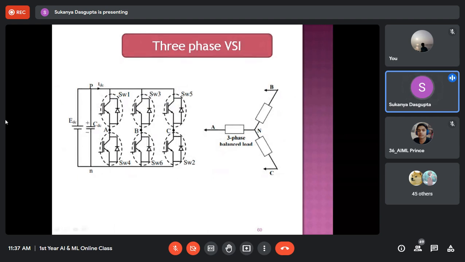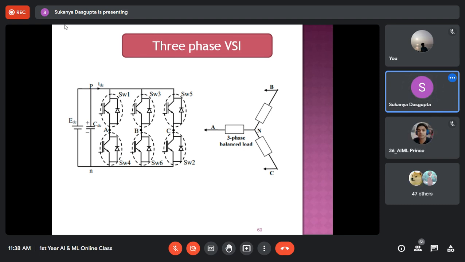Okay, so this is the circuit diagram of a basic three-phase voltage source inverter. Inverter means the DC to AC converter. An inverter helps us to convert the fixed DC supply into a variable frequency, variable voltage AC supply. So any AC machine drive can be the load connected across the load side of the inverter circuit.